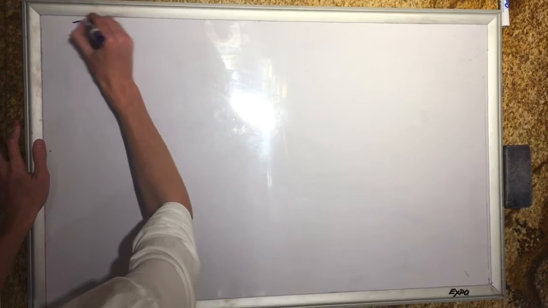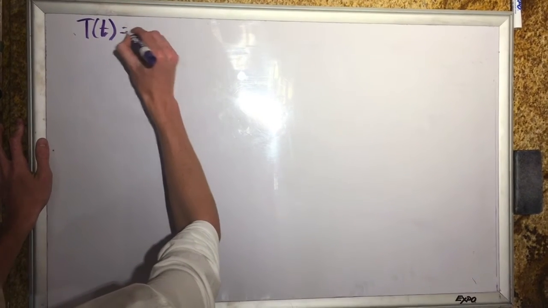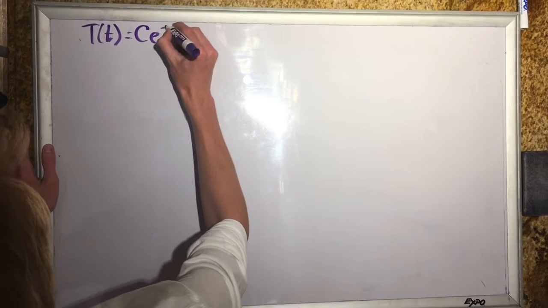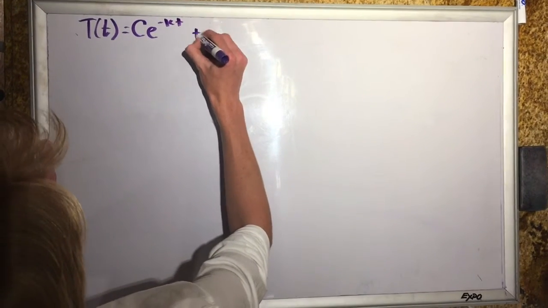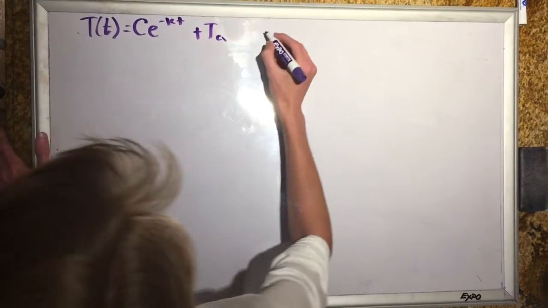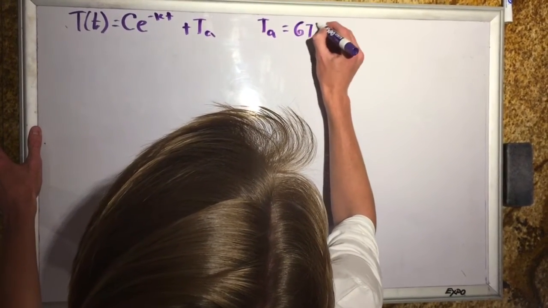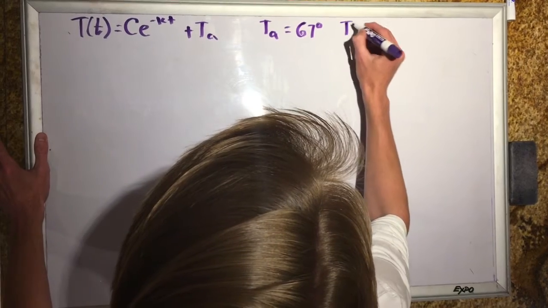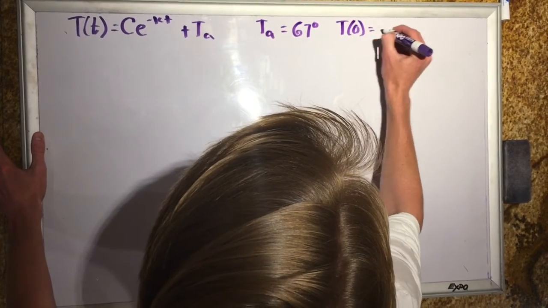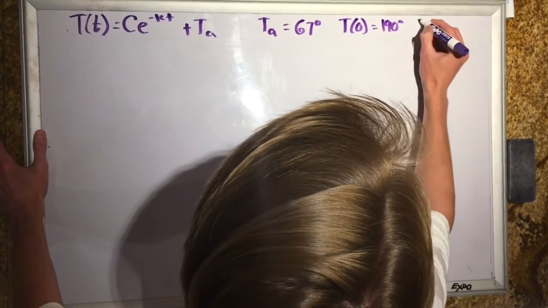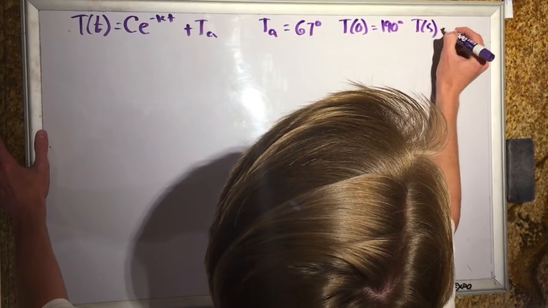Now, with our general solution, T is equal to Ce to the negative kt plus T sub A, we can find our particular solution because we know that the ambient temperature is 67 degrees. At 0 minutes, the brownies are at 190 degrees, and at 5 minutes, they are at 170 degrees.